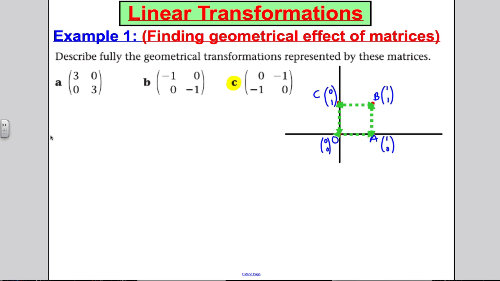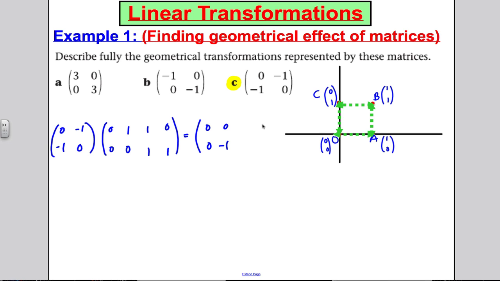Okay, so if we were to take the matrix 0, -1, -1, and 0, and we were to multiply it by the corners of the unit square, so 0, 0, 1, 0, 1, 1, and 0, 1, what would we get? Well, we would get 0, 0 in the first column, 0, -1, -1, -1, -1, 0. So let's draw this out.